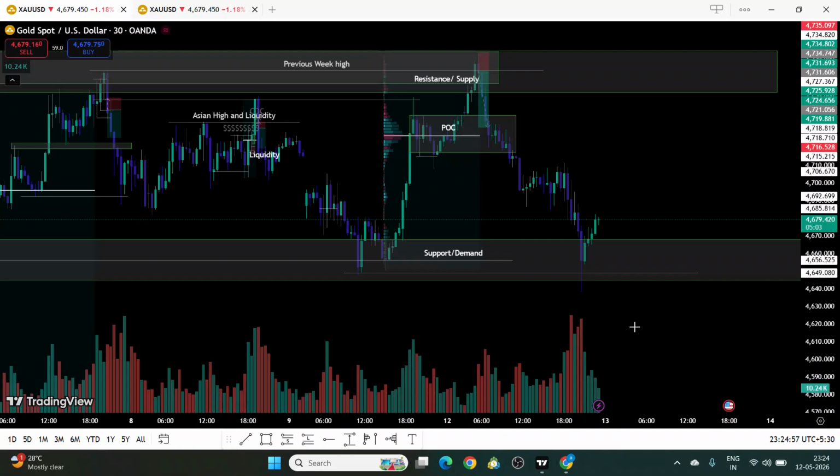Hello traders. Today I want to show you the entry after a liquidity sweep, and it is a reversal entry. How it can be taken, I will show you.